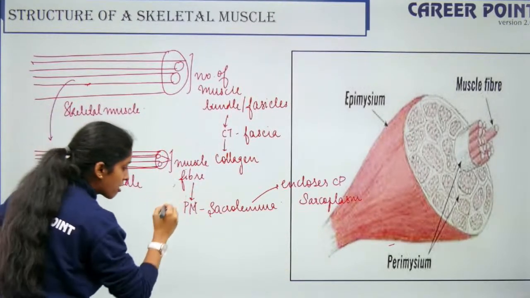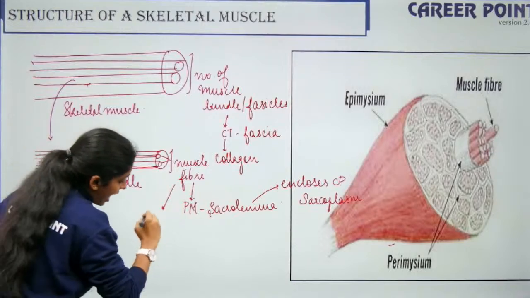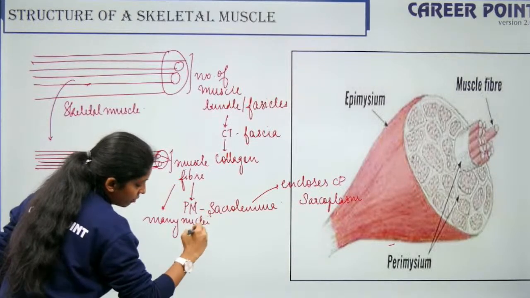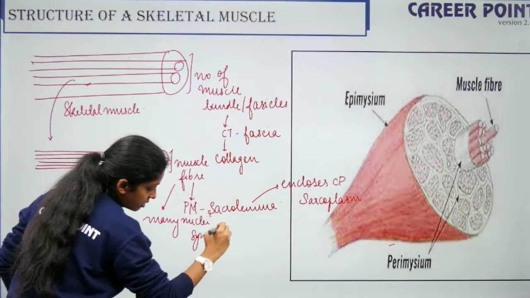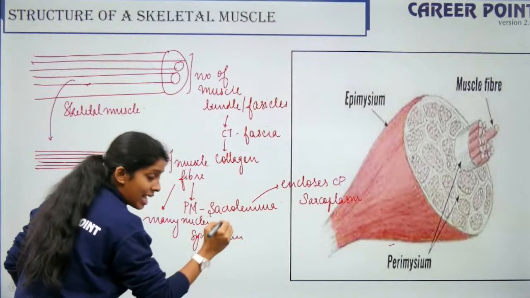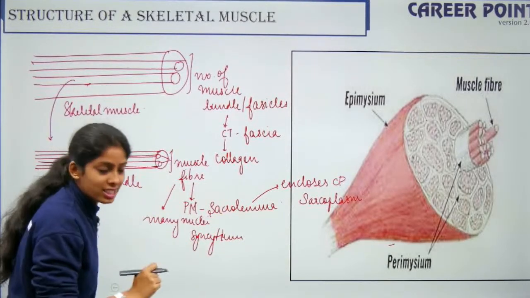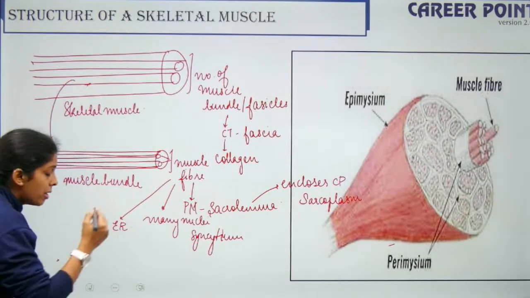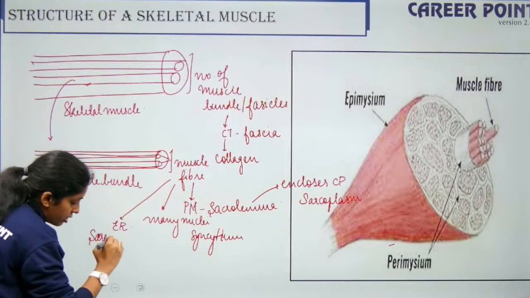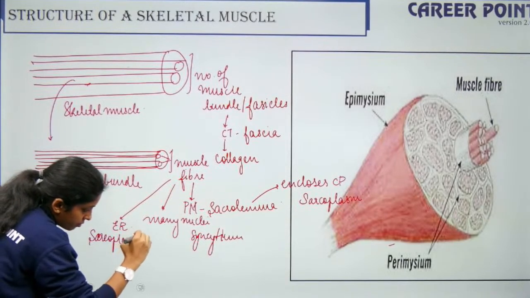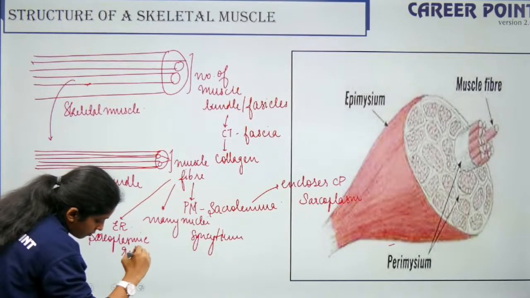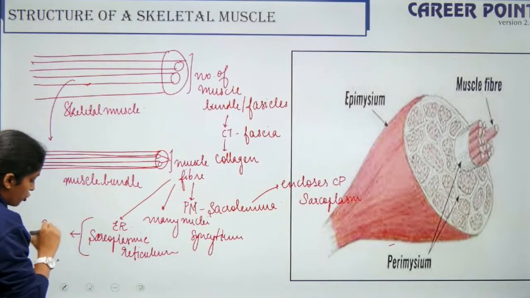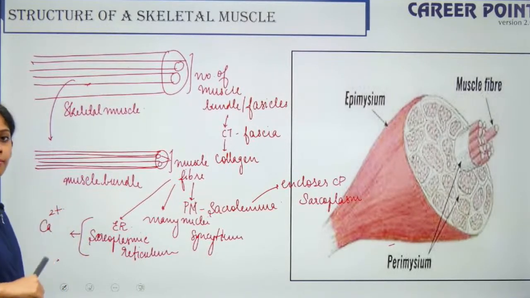Apart from having a plasma membrane, it has many nuclei. This many-nucleated condition is known as syncytium. Apart from that, they also have an endoplasmic reticulum known as sarcoplasmic reticulum. This sarcoplasmic reticulum stores a lot of calcium.